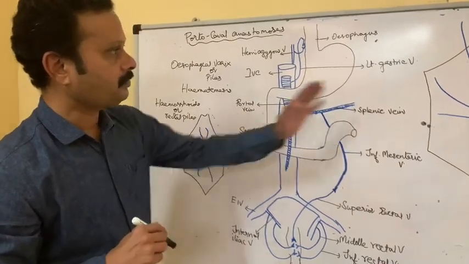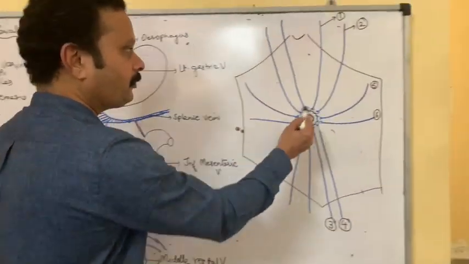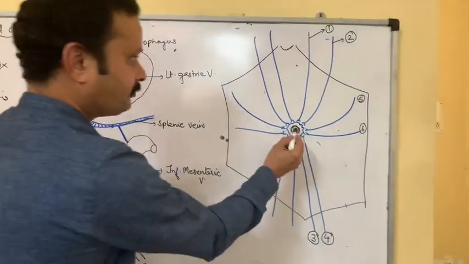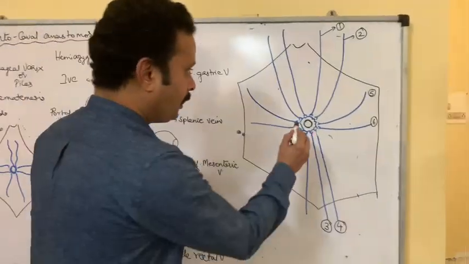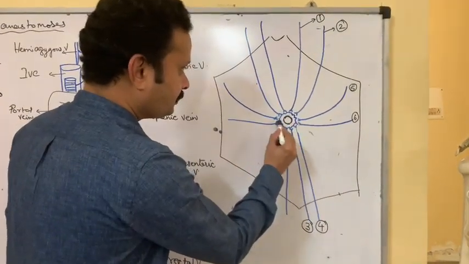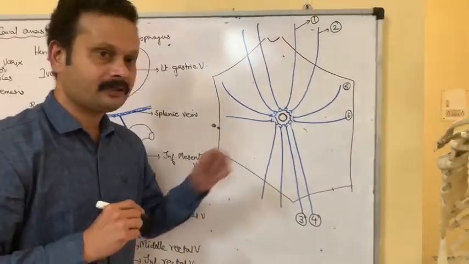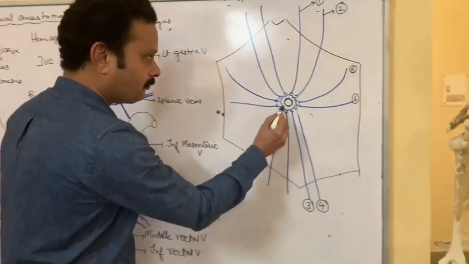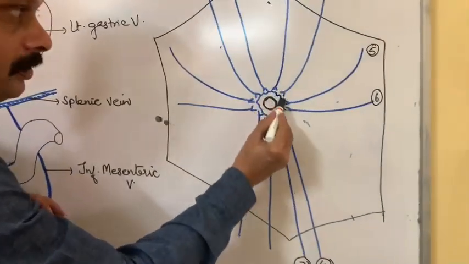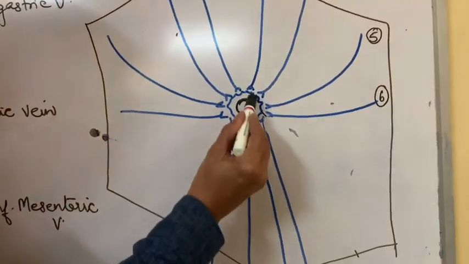Coming to the third site, this is around the umbilicus. This one is the umbilicus. Around the umbilicus, this is a para-umbilical vein belonging to the portal system. This rounded one is a para-umbilical vein belonging to the portal system.